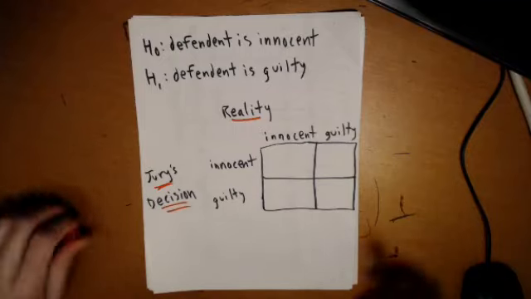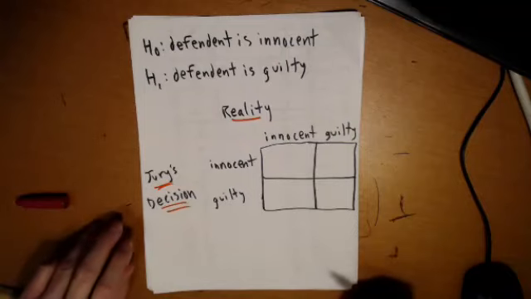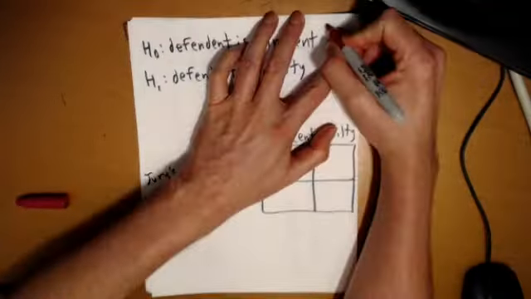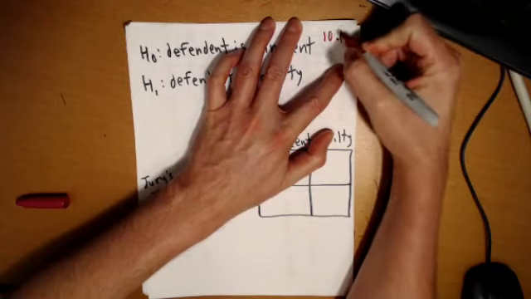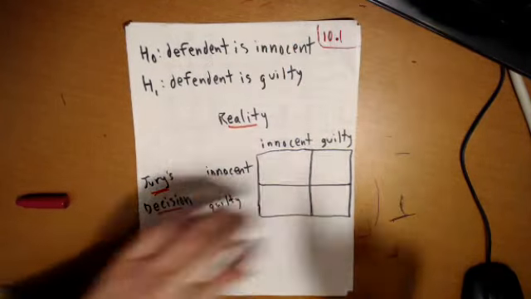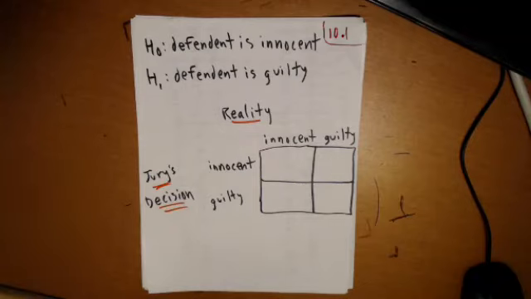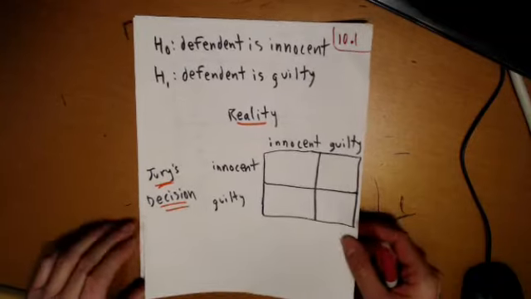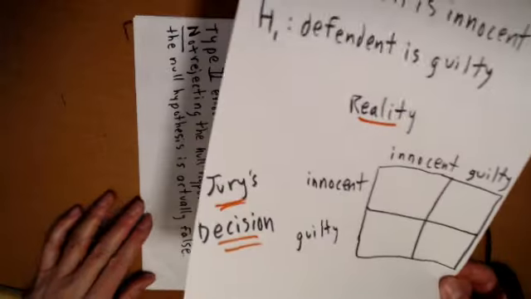Let's talk a little bit about 10.1. They introduce a concept of a type 1 and type 2 error. I did a little writing beforehand.